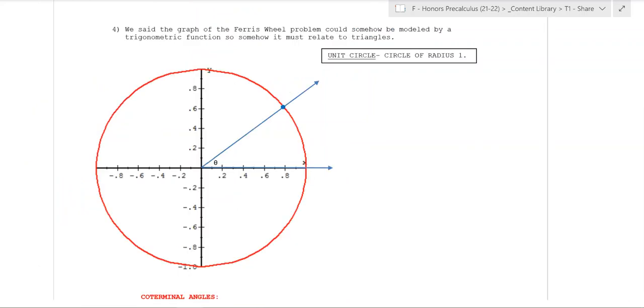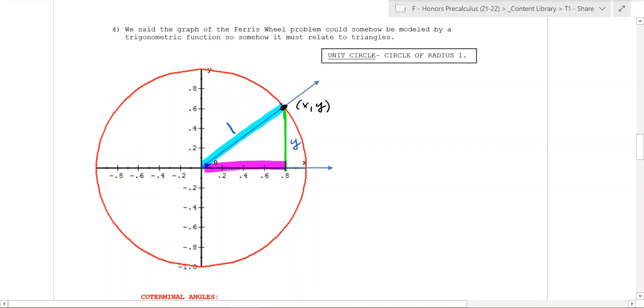So the circle we love to use for these trig functions is the unit circle, and the unit circle has a radius of 1. It means that this distance right here is 1. We love that because when the hypotenuse is 1, it makes a lot of the fractions really nice. So we're going to label this point right here xy. What that means is this distance right here is y, and then this distance right here is x.